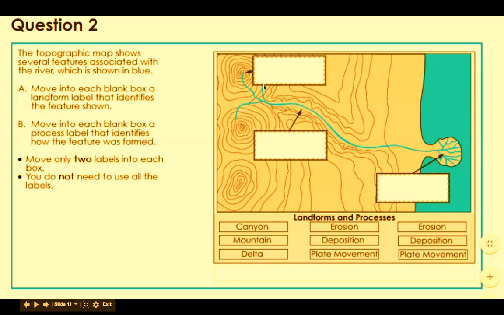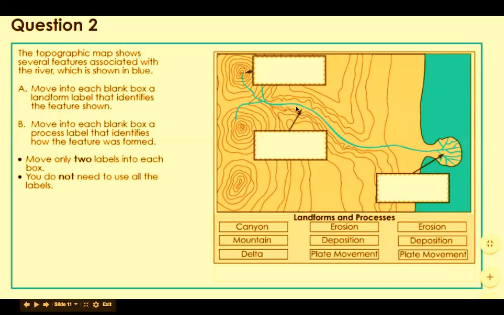So I'm going to look at this, and I'm going to say, okay, this one is pointing to, and because I know how to read a topographic map, I know this is a mountain. So I would move the word mountain, and I can't do this on here, but you would click and drag mountain into this box. Okay, so then I also have to decide erosion, deposition, or plate movement as the process for that. Well, when I think of mountains, I think about all the times we studied plate tectonics and talked about plates coming together to make mountains. So I put plate movement here.